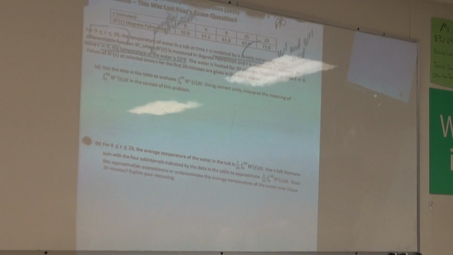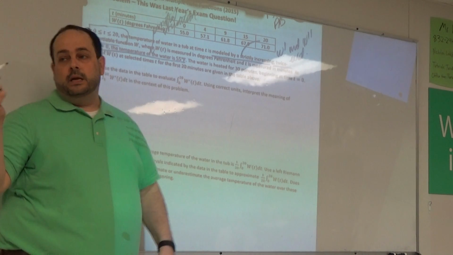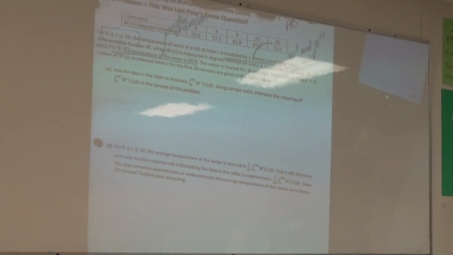On Tuesday, you have 15 minutes for all 4 parts. You've gotta reach a point where, if I really don't know what I'm supposed to do, move on. So, part A. Let's see. Integral from 0 to 20 of W prime of t dt.